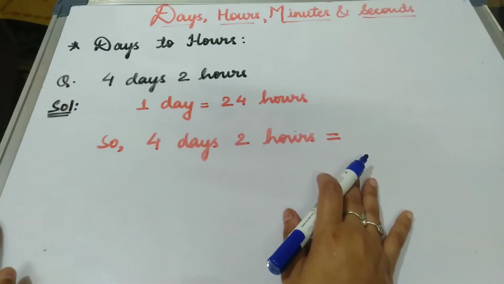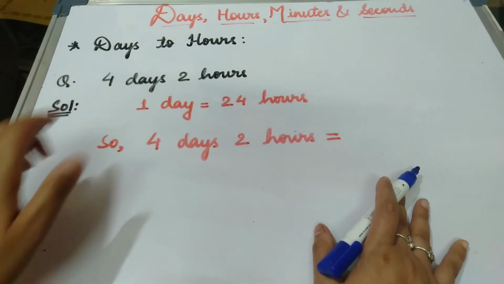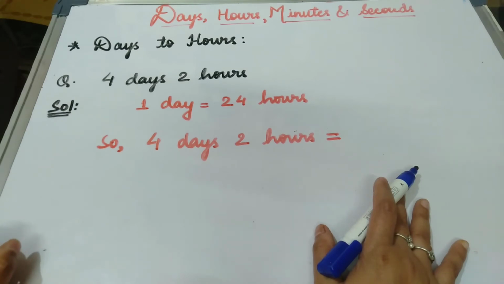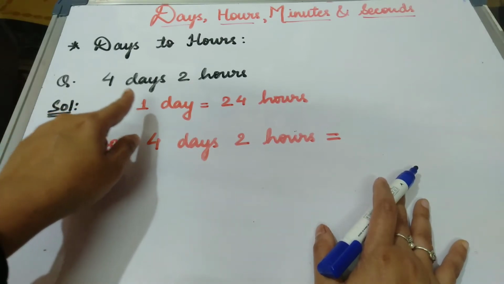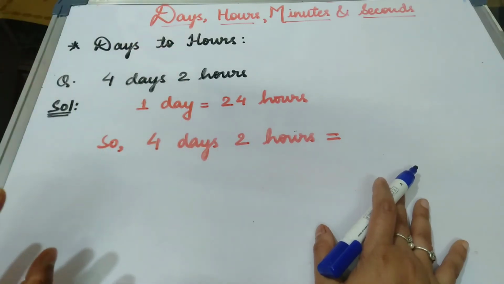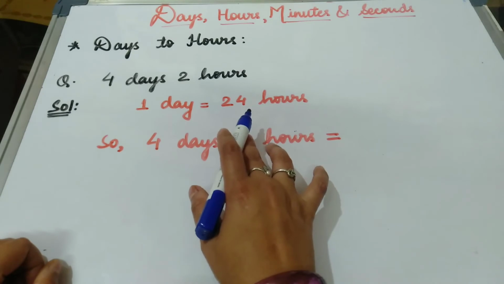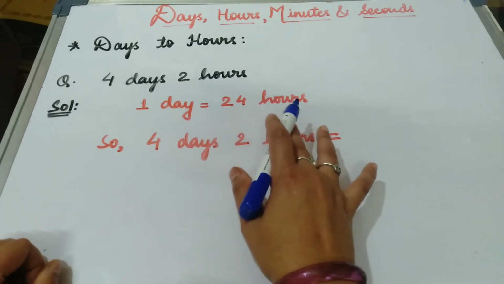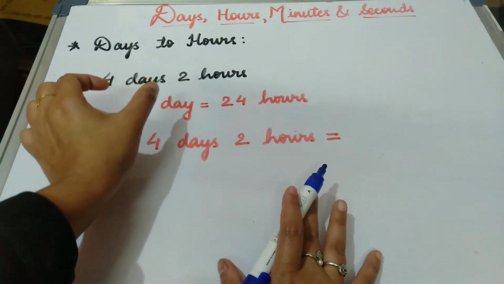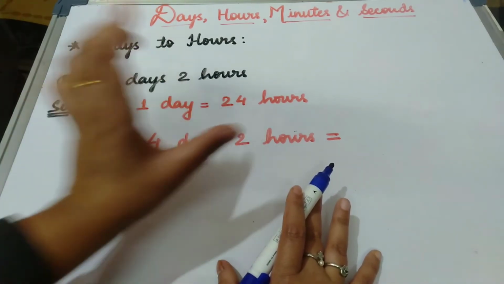Let us see another conversion, that is days, hours, minutes and seconds. Now our first conversion over here is days to hours. So if we want to convert days to hours, then what we have to do? So here the question is 4 days to hours. So we have to convert days into hours. Okay, so since we know that 1 day is equal to 24 hours, we have to convert only days, and there 2 more hours are given, so we are going to add.